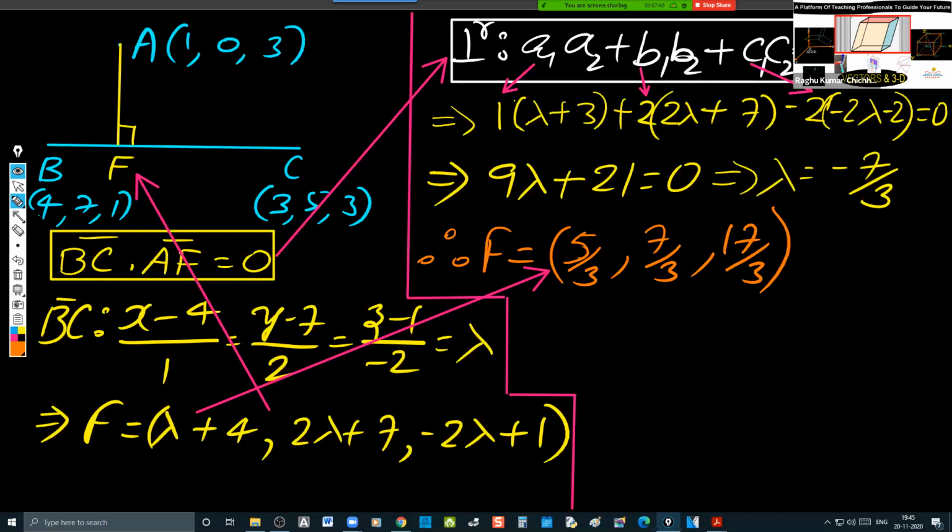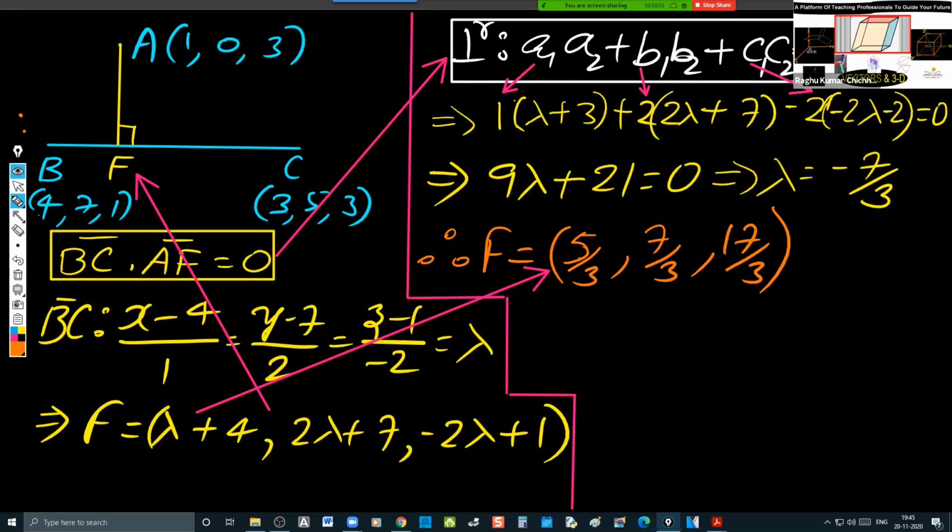Now I'm writing the equation of BC because I know two points on it. That is x minus x1 by A. What are the DRs of BC here? This is 4 minus 3, 1; 7 minus 5, 2; 1 minus 3, minus 2, the DRs. And the point taken there is 4, 7, 1. Just check it out, 4, 7, 1.